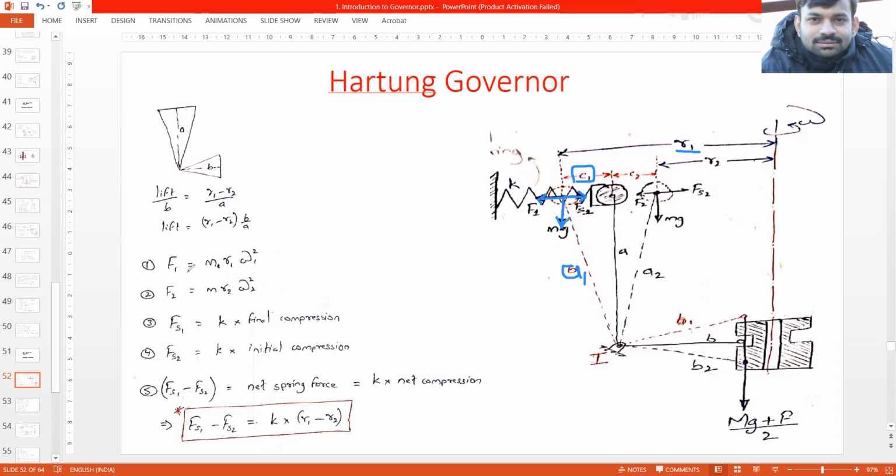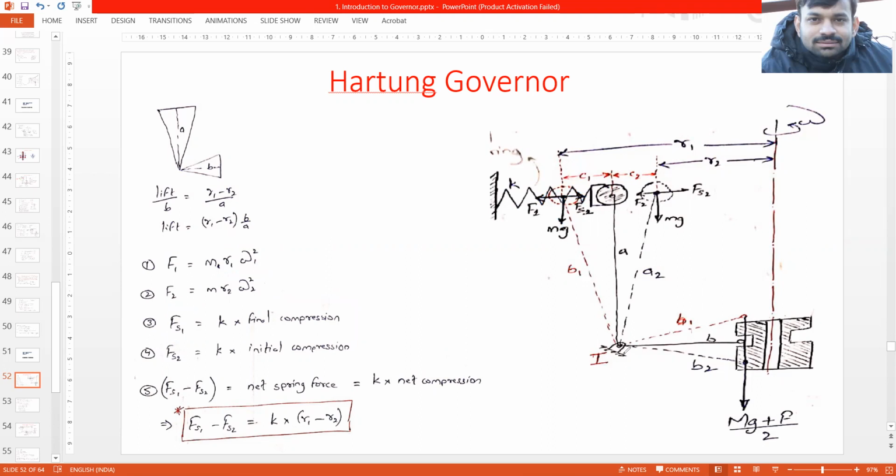F1 will be calculated by m r1 omega 1 square, and spring force Fs1 would be calculated by k, that is the spring stiffness, multiplied by the final compression, because the spring will be compressed over here. This was the case when the speed of the engine increases.